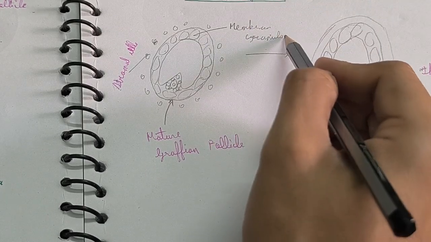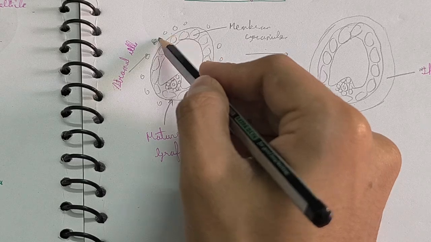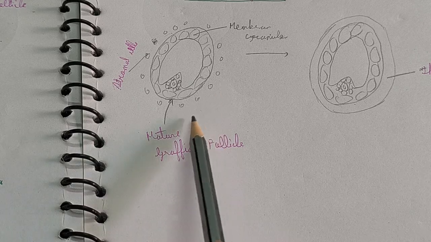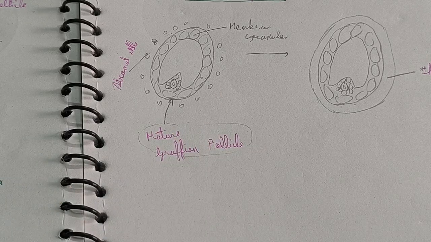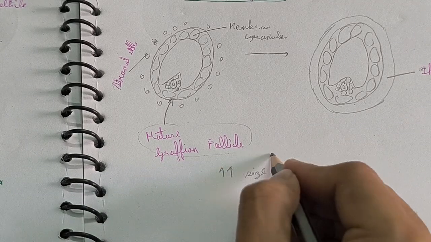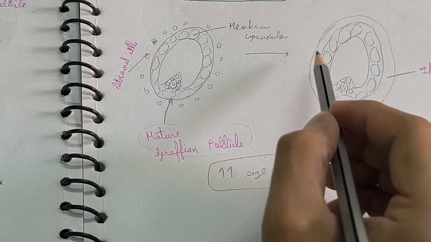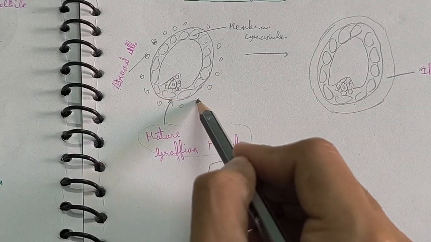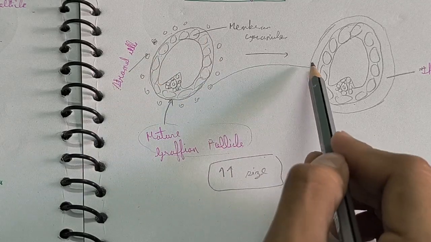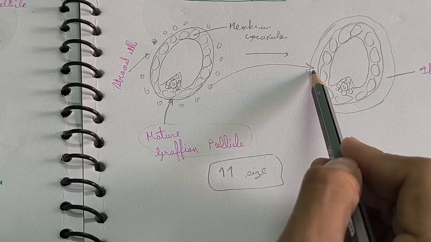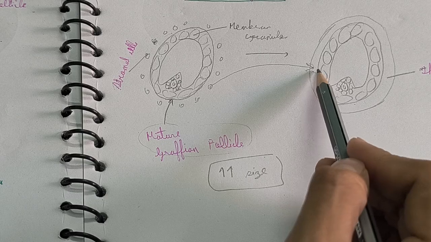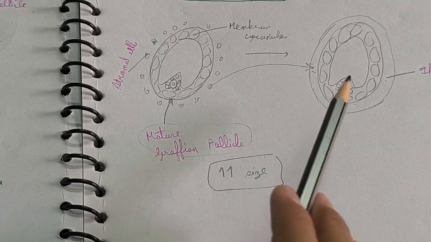So these are the membrane granulosa cells, and these are the stromal cells surrounding the membrane granulosa cells. As you know, this mature Graafian follicle increases in size. Due to this increase in size, the stromal cells which surround the membrane granulosa cells are converted to a layer that is theca interna, condensing and forming a covering layer around the membrane granulosa known as theca interna.